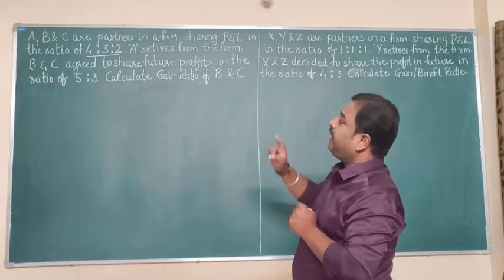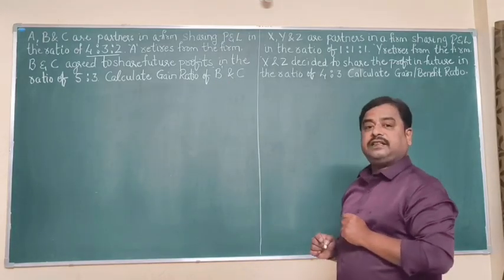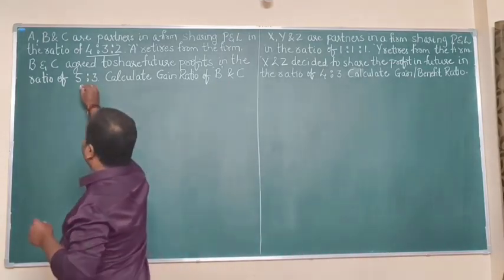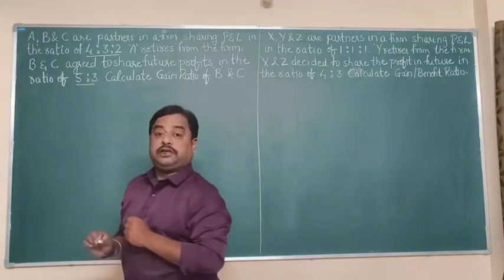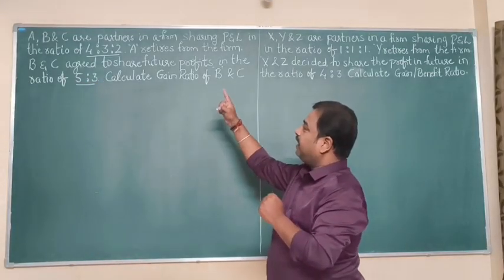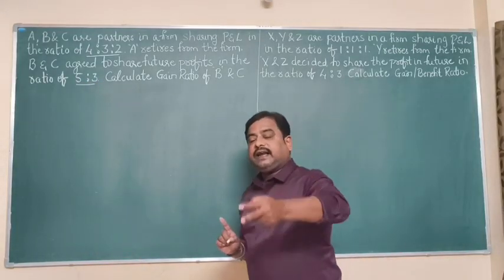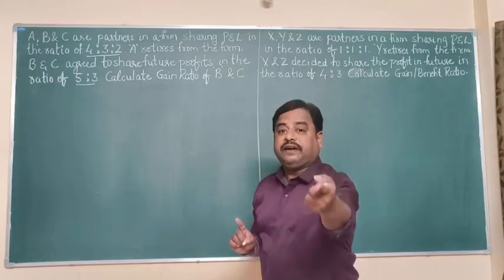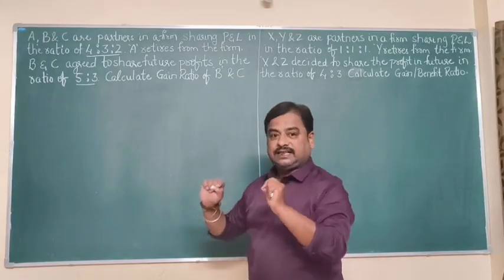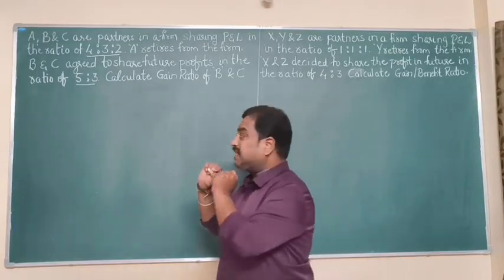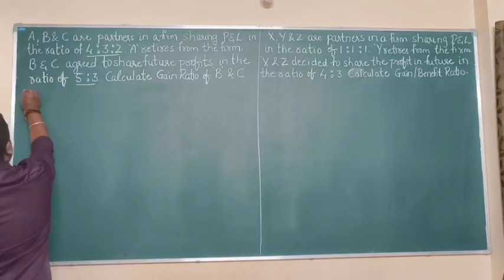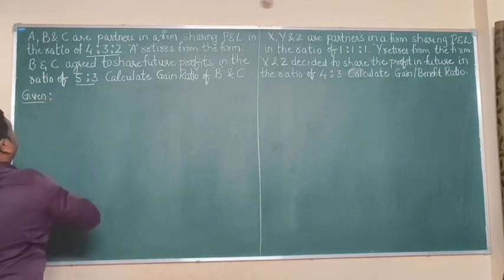B and C agreed to share the future profits in the ratio of 5:3. So this is called the new ratio. Calculate the gain ratio. What is another name for gain ratio? Benefit ratio. So first let us start with what is given. This gives a good impression for the valuator.